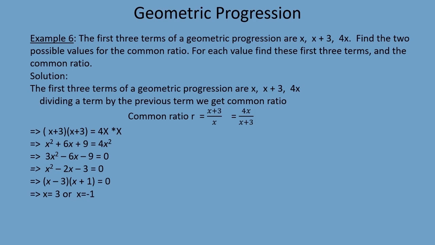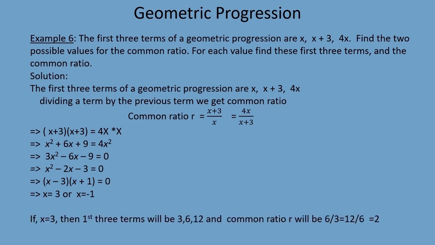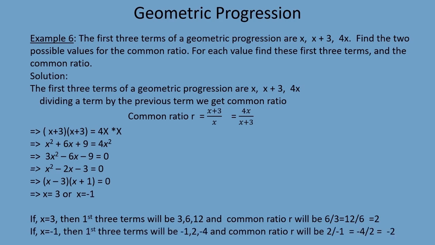If x is equal to 3, then the first three terms will be 3, 6, 12 and the common ratio r will be 6 by 3 is equal to 12 by 6 is equal to 2. If x is equal to minus 1, then the first three terms will be minus 1, 2, minus 4 and the common ratio r will be 2 by minus 1 is equal to minus 4 by 2 is equal to minus 2.